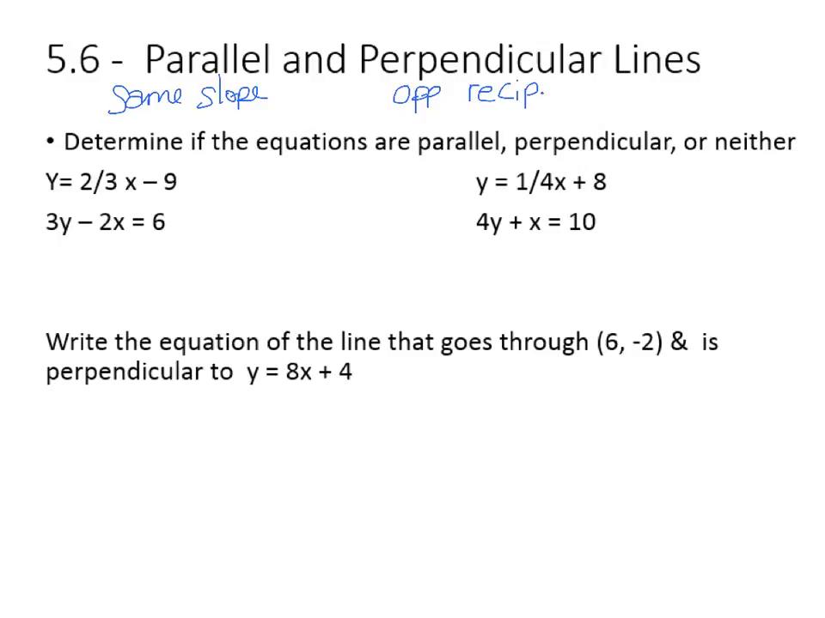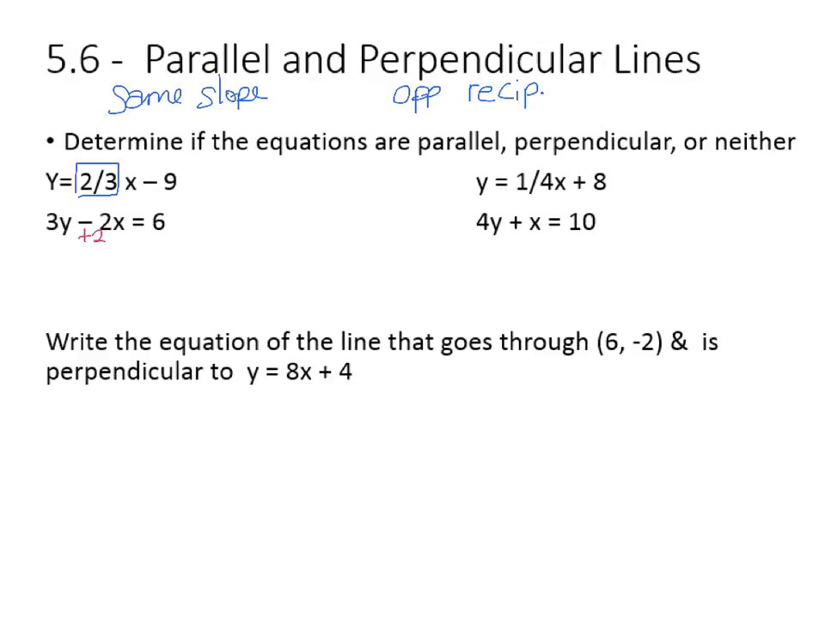So on this first part it says determine if the equations are parallel, perpendicular, or neither. In order to compare them, they need to be in slope-intercept form so that you can identify the slope. This first equation is in slope-intercept form, y equals mx plus b, and I can see the slope is 2/3. But the second equation is not, so I'm going to rearrange that.